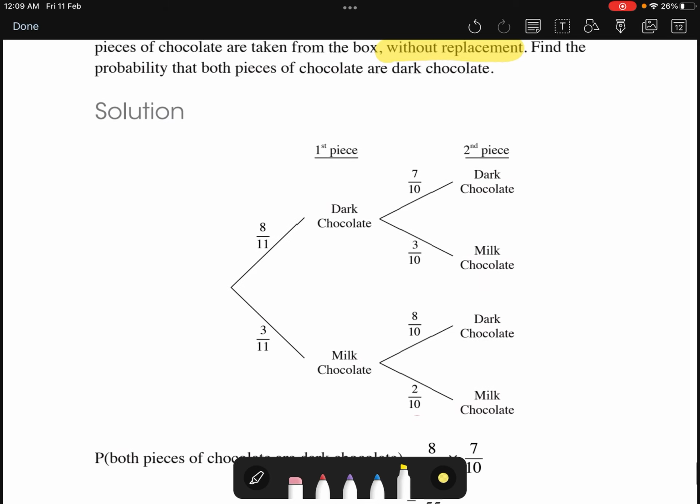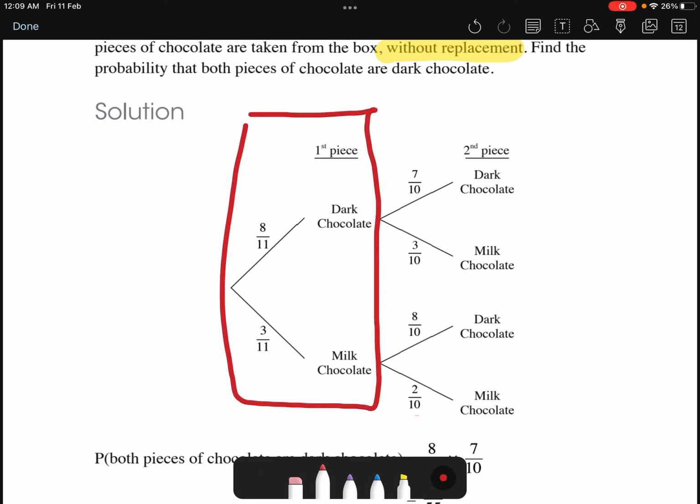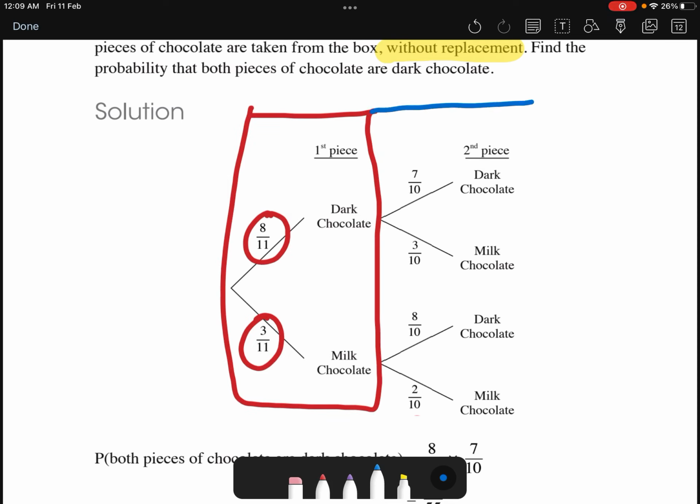Okay, so first thing first, I draw a tree diagram. This is what we call the first choice. For the first choice, you write dark chocolate, then milk chocolate. Of course, you put down the probability that you get a dark chocolate, which is 8 over 11, right? Milk chocolate is 3 over 11. After that, you move on to the second branch.